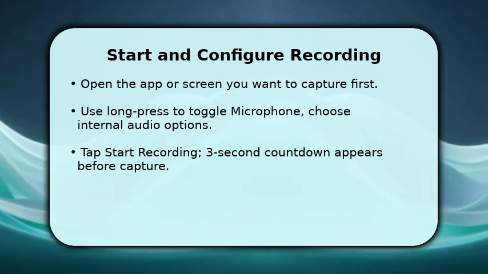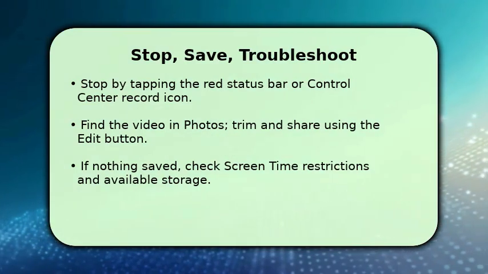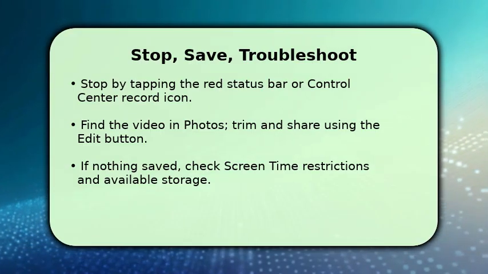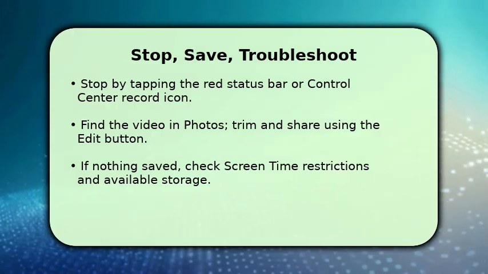To finish, tap the red status bar or return to Control Center and tap the record icon again. iOS saves the clip automatically to Photos. Once saved, open Photos, select the recording, and use Edit to trim or export.